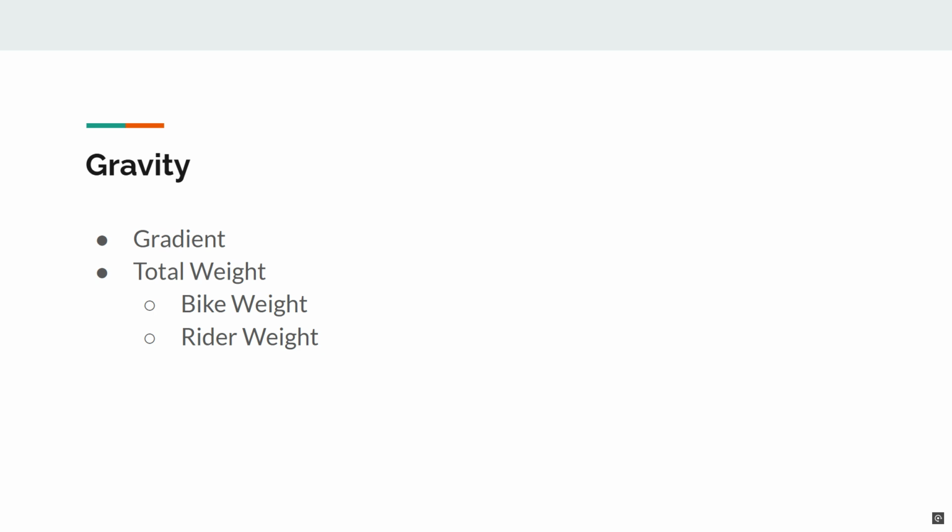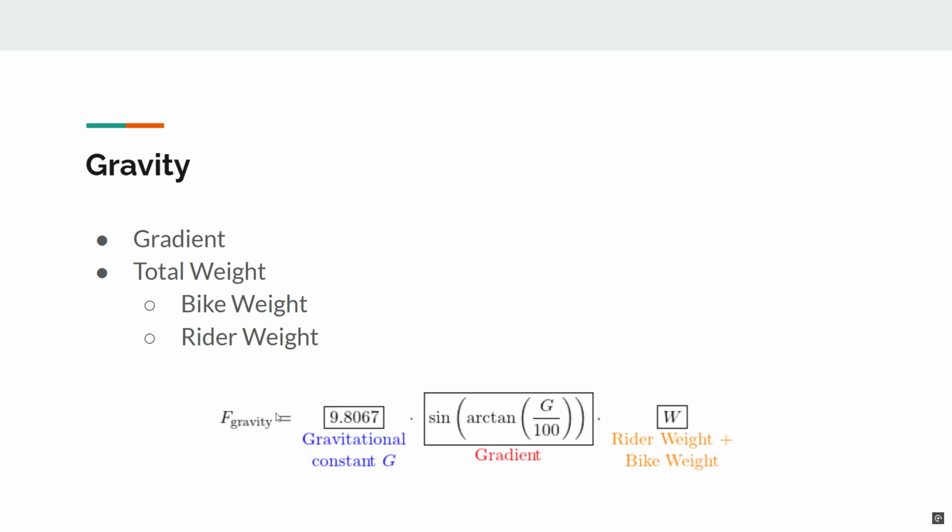plus the rider weight. The formula to express the gravity force is this one, and we can start analyzing each term in the formula. So the first term is the gravitational constant G. This is 9.8067. This is equal in each part of the Earth. If we go to the moon, it's different, but it's quite difficult that you go and have a ride on the moon.